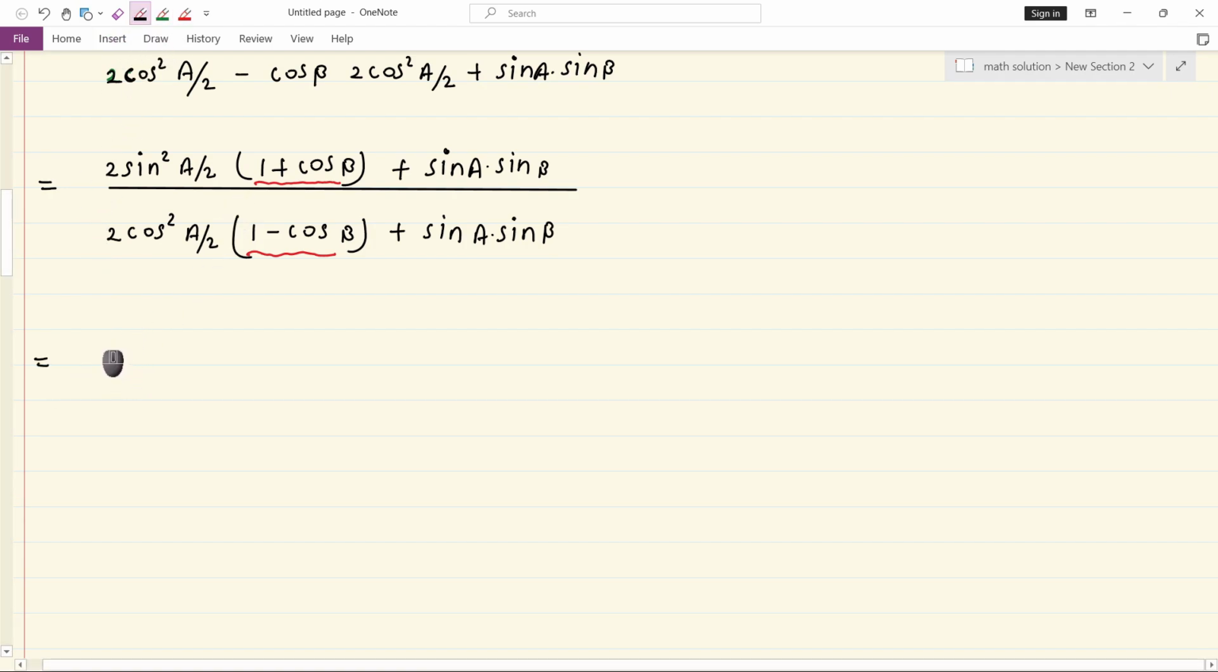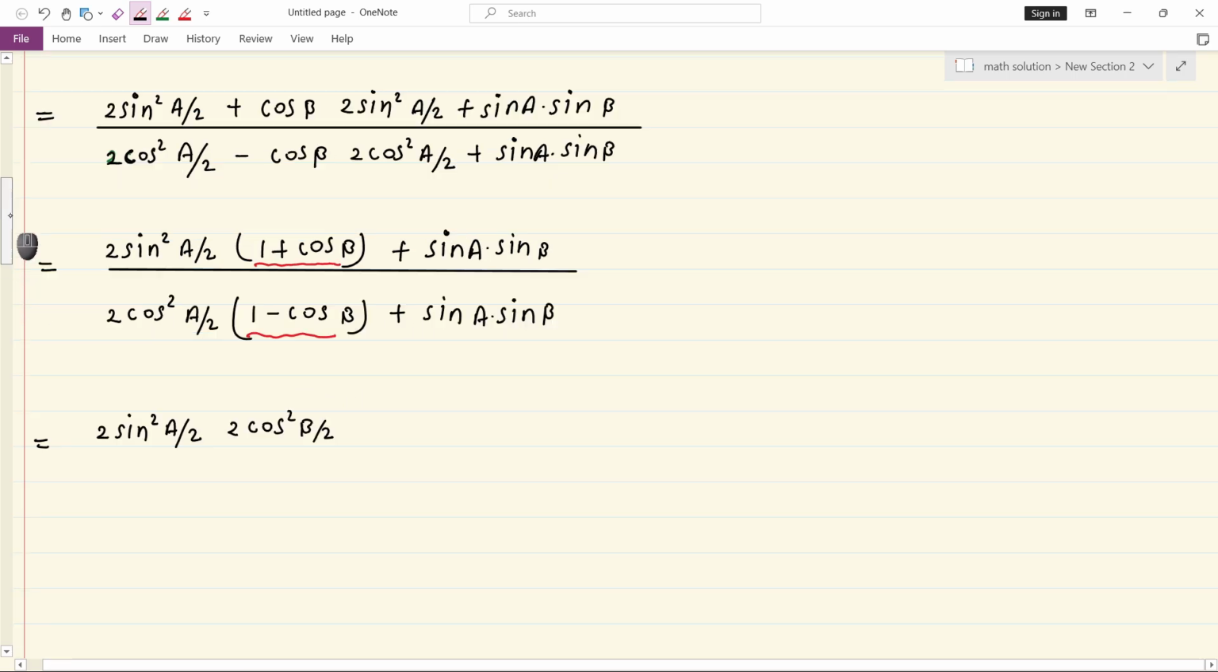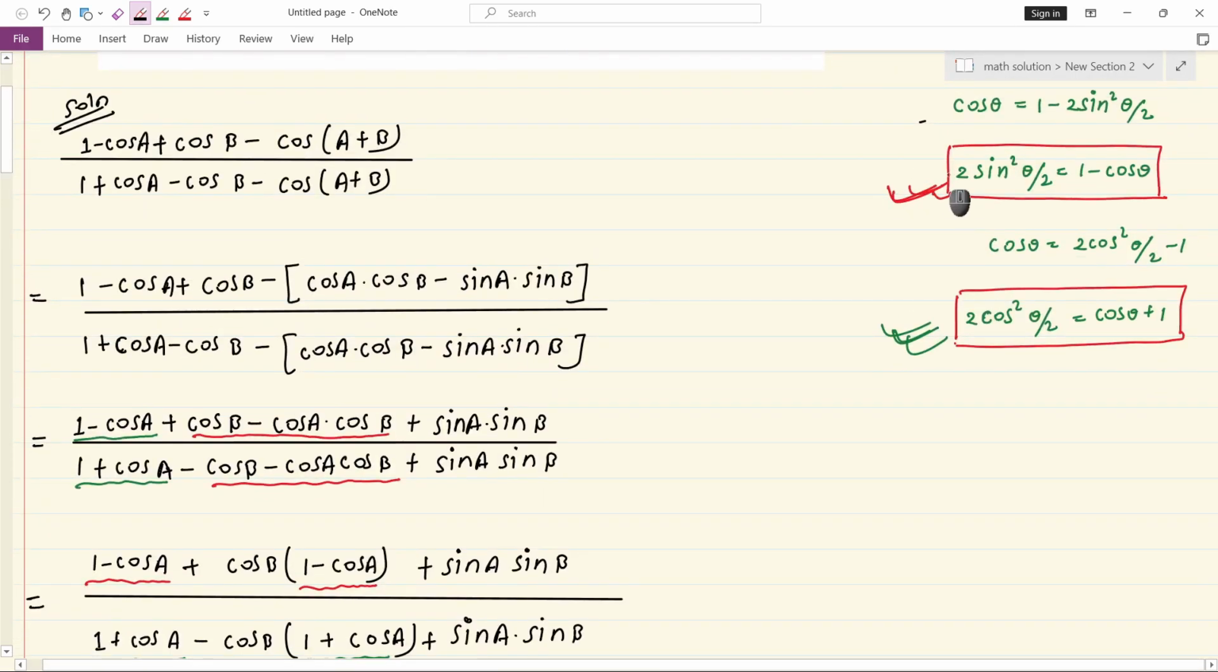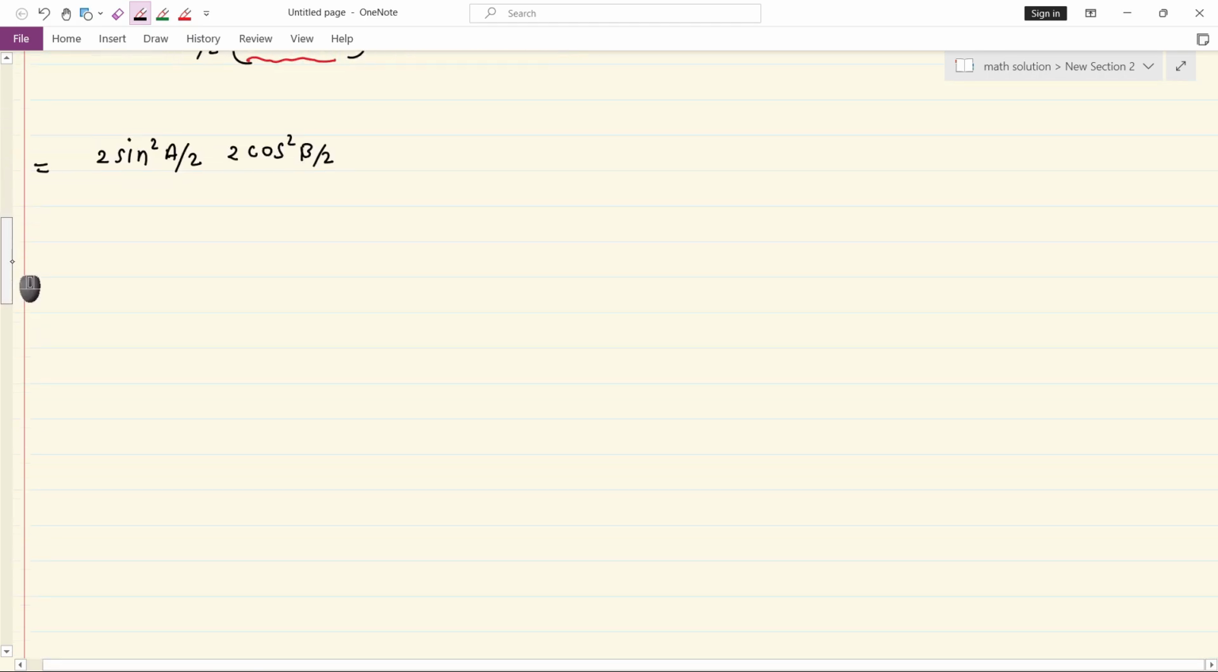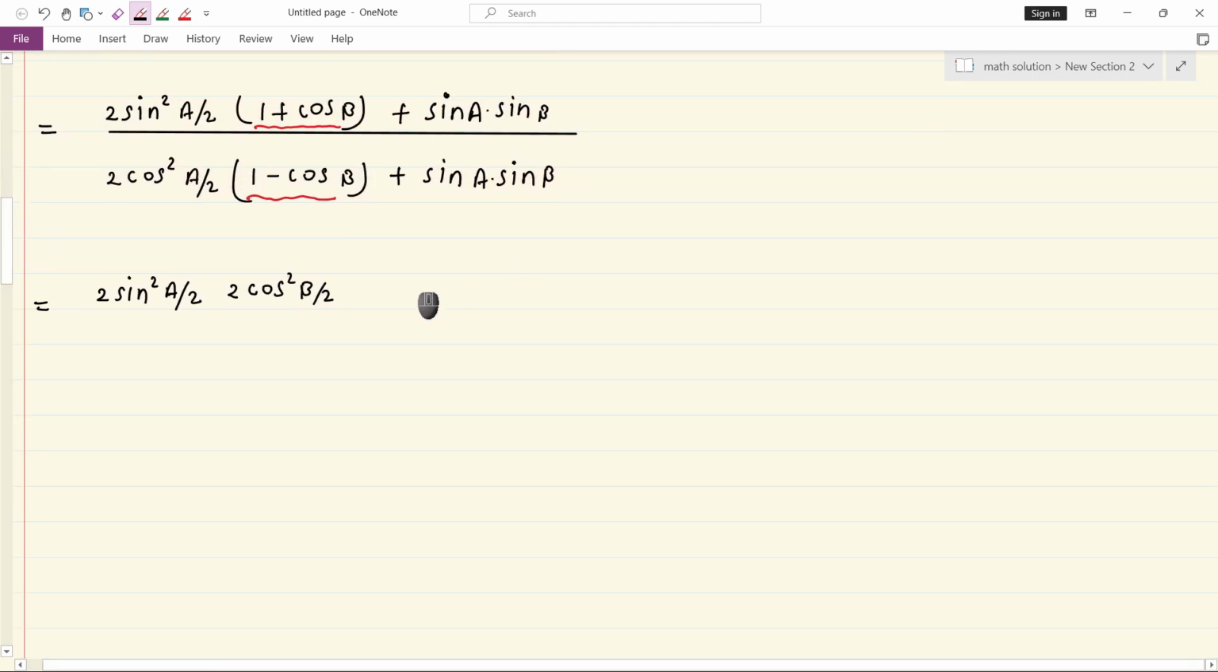Now here also we are going to write 2 sine square A by 2. In place of 1 plus cos B, what are we going to write? 2 cos square B by 2. We have already shown how we are writing it here. This is the way we are writing. Okay, so focus on solving. Now up to this term we will solve. Now this term, sine A and sine B.